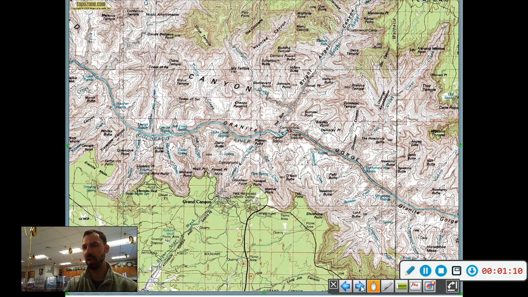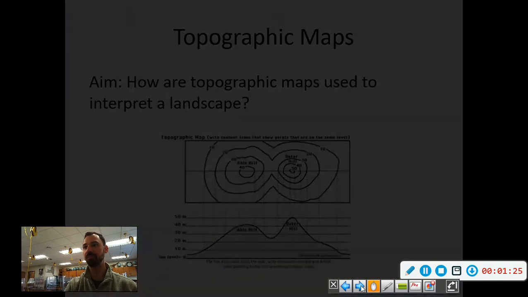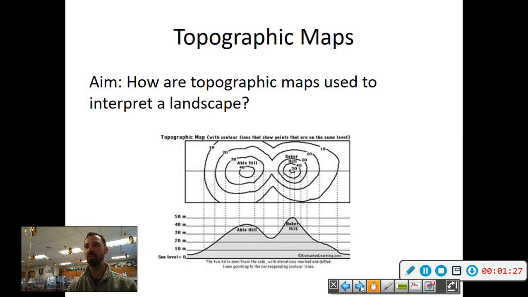Okay, so we're going to learn how to read maps like this, but not as packed with lines. This is a more difficult one to read, but we'll get to know the rules and get to know how to read these maps in general. Okay, so how are topographic maps used to interpret a landscape?